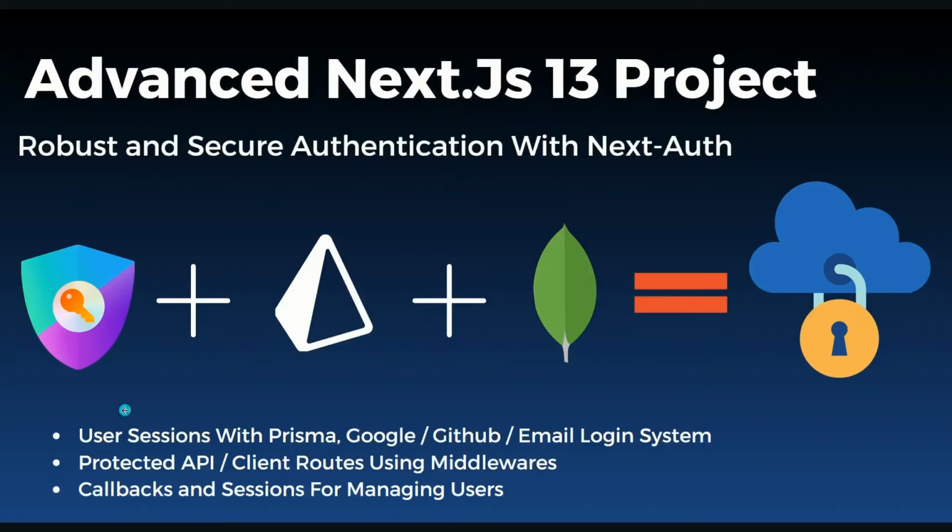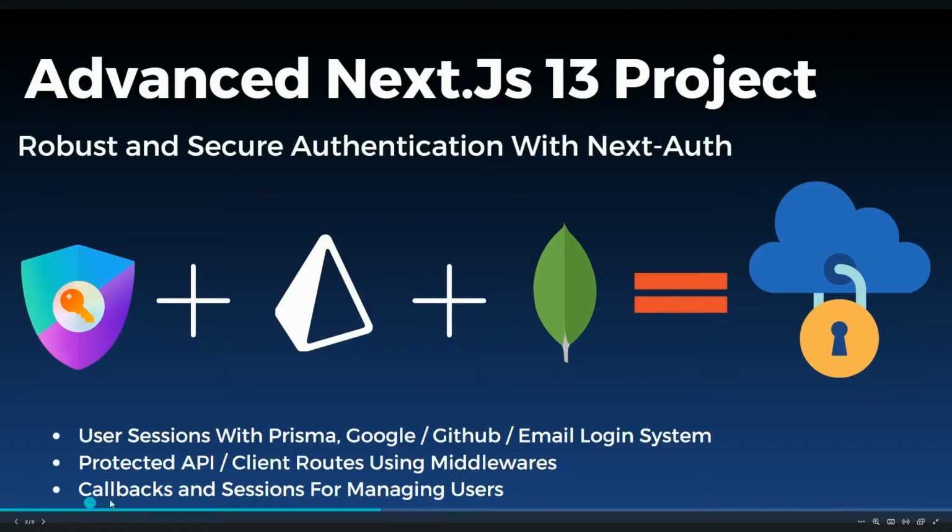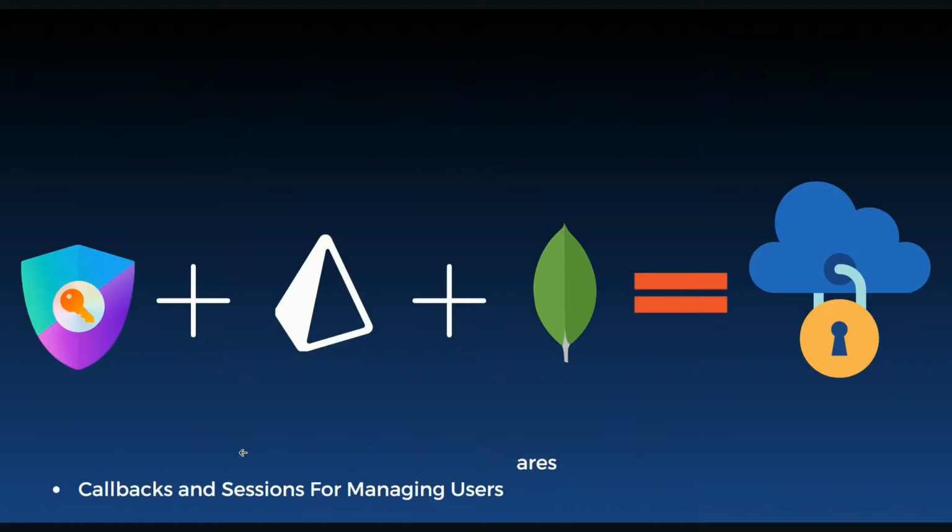So here we have Next Auth, then we have Prisma with MongoDB, and with the help of all three, we'll be able to create a completely secure REST API. We'll be storing the user sessions with Prisma, with Google, GitHub, and the email login system. We'll have protected routes as well, so only users who are logged in can access those routes. We'll have some callbacks with Next Auth, and sessions for managing the user.